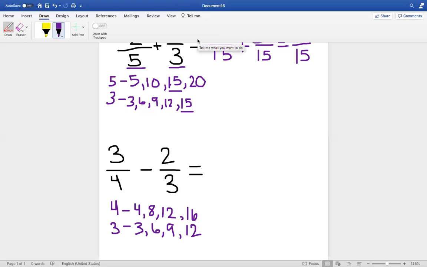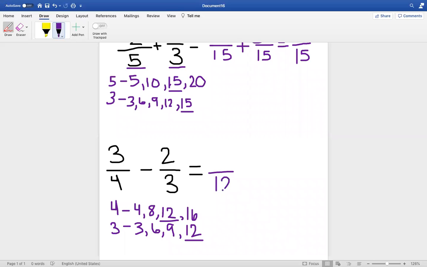Welcome back, guys. So you should have your multiples written out just like I do. And I found out that the multiple that 4 and 3 share is 12. Now, you didn't have to write out the multiples of 3 because we had already written them out for the first problem. But if you did, that is okay. So we know that the multiple shared by 4 and 3 is 12. So our common denominator is going to be 12.